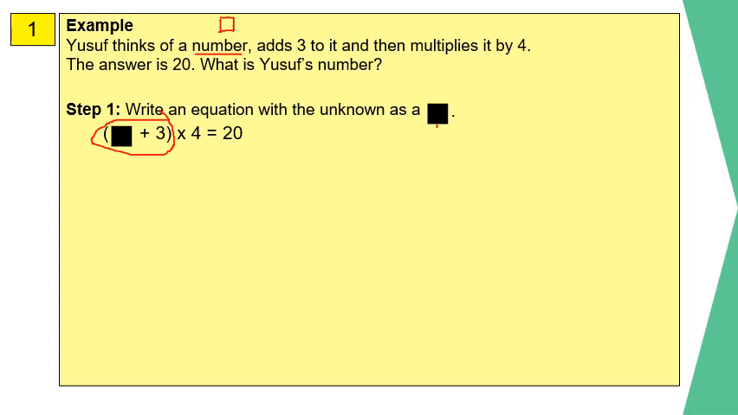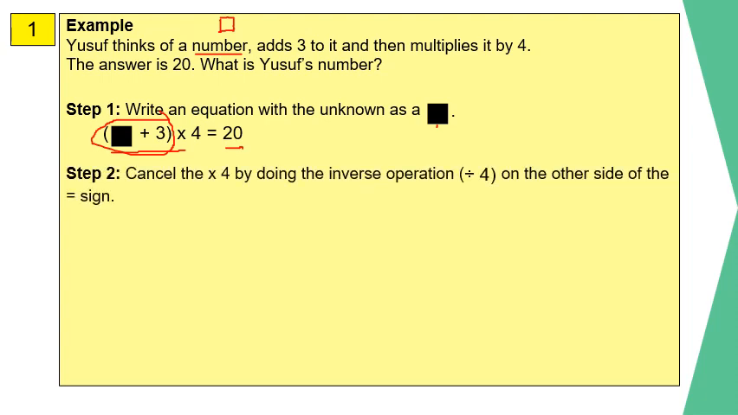I know that I do this part first, and then I multiply by 4. So here, the unknown number plus 3 multiplied by 4 is equal to 20. As we work through this, we want to make sure that this side balances, is equal to this side here.